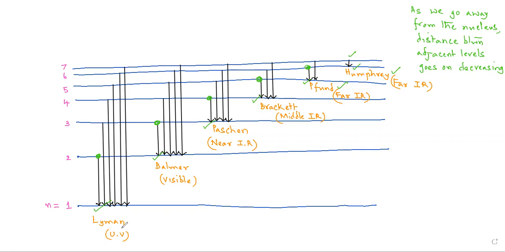You got lines in all the series, right? It may not be just this. It may be from 7th to 6th. From 6th, it may just go down straight to third one. Then you get a line in Humphreys first, then in Paschen. From third, it may go down to first. Then you get a line in Lyman series. Only 3 lines are formed, right?